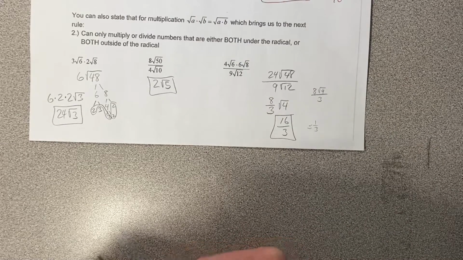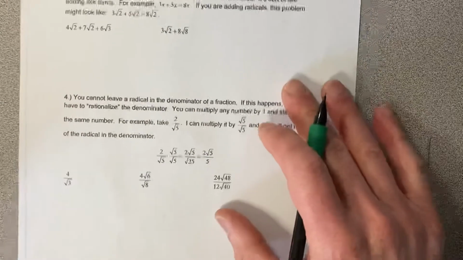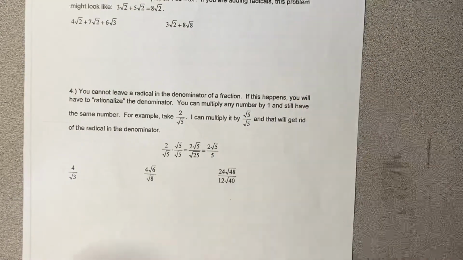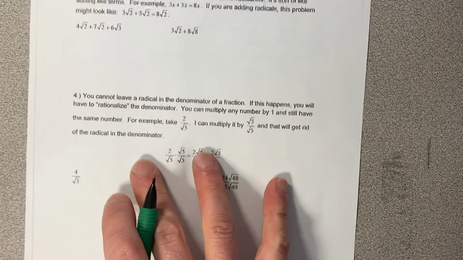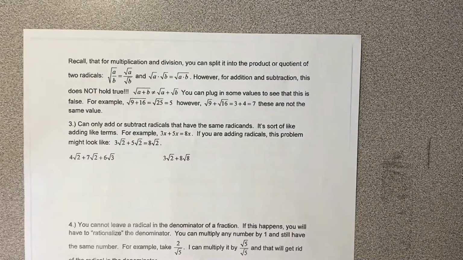Multiplication and division are closely related to radicals. Let's move on over. It says, recall that for multiplication and division, you can split it into the product or quotient of two radicals, and they give us some examples right there. However, for addition and subtraction, this does not hold true. Square root of a plus b is not equal to square root of a plus square root of b. It says you can plug in some values to see that this is false.